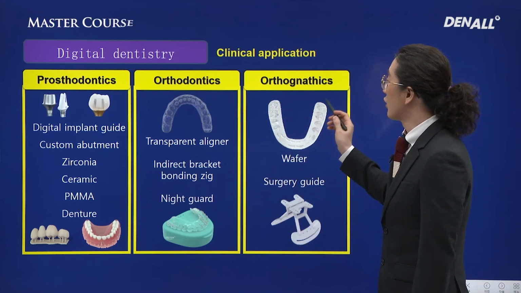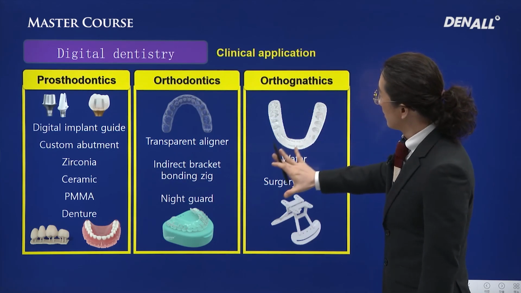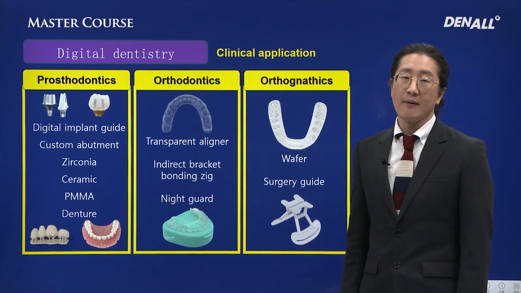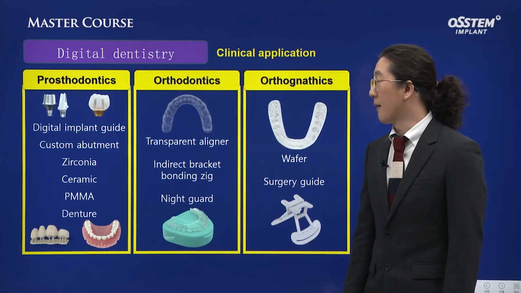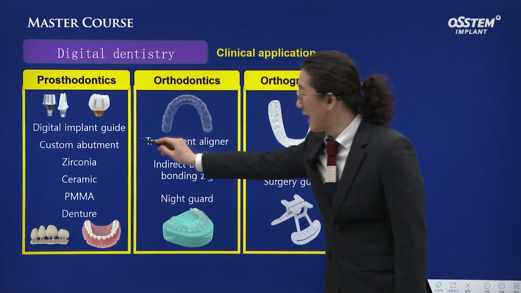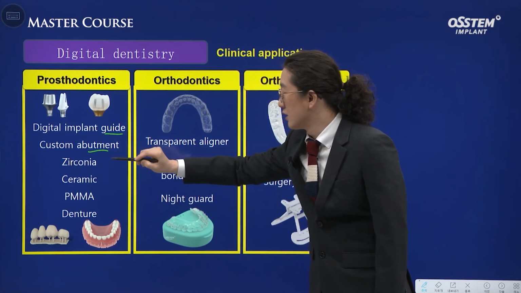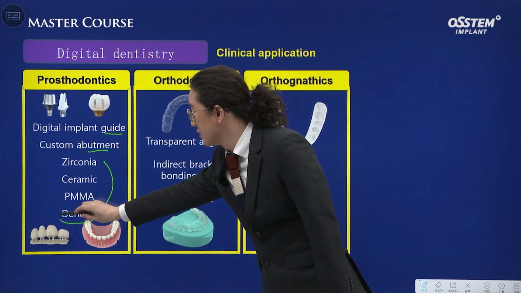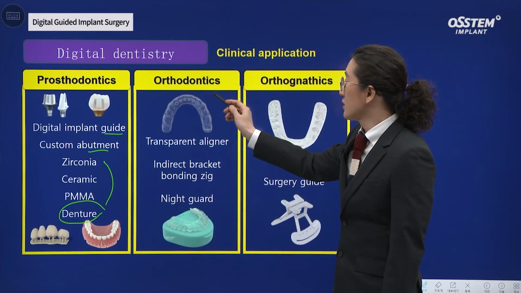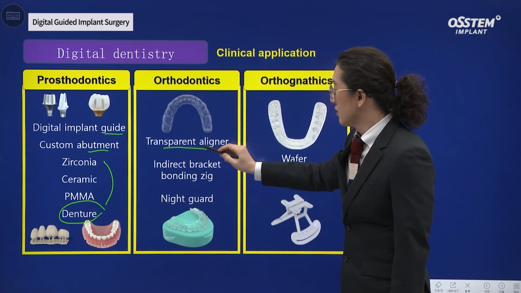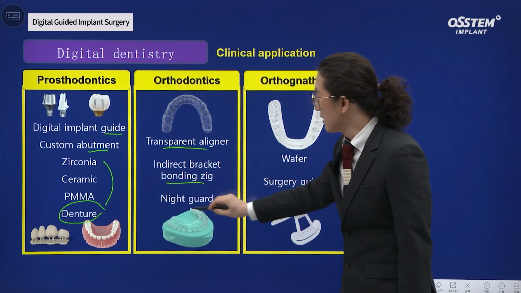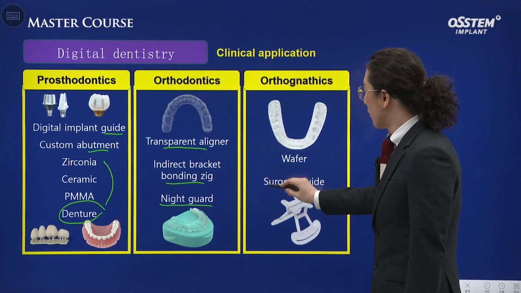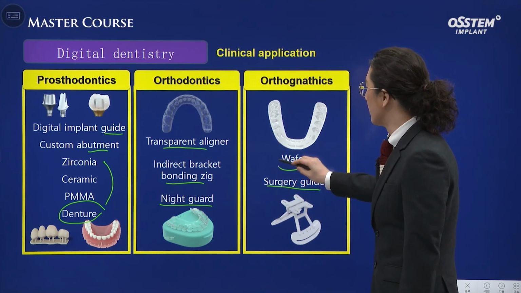Prosthodontics, orthodontics, orthognathics. I did not mark it here, but in terms of oral cancer treatment and rehabilitation, digital dentistry is actively applied in all these areas. In the case of prosthodontics, you can use it for implant guides, custom abutments, zirconia, ceramic, and PMMA crowns, and even dentures. For orthodontics, it can be used for transparent aligners, indirect bracket bonding jigs, and night guards. And for orthognathics, it can be used for surgical wafers and surgical guides.